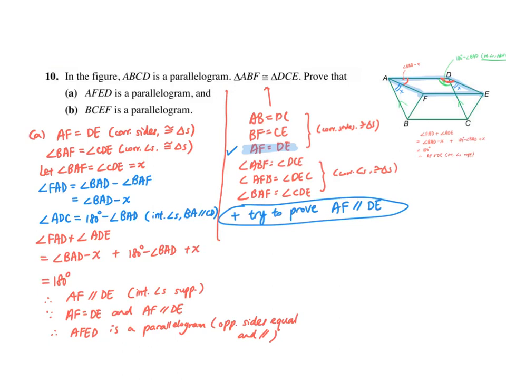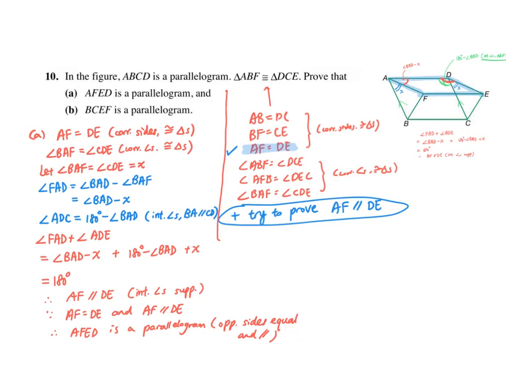Of course, you can just skip let x if you want to write angle BAF, angle CDE, that's fine. And then this is just like what I said before. And then you have AF equals to DE, AF parallel to DE, then you can draw the conclusion. I think this may be the simplest way already. Of course, it looks very complicated.